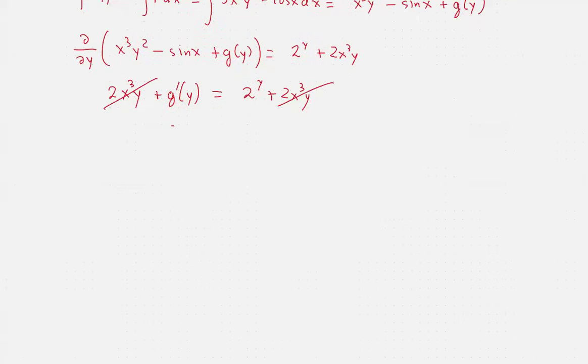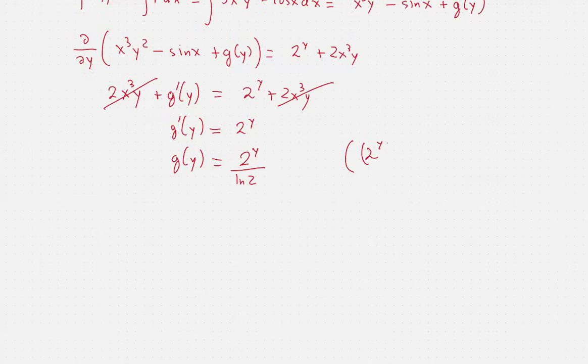And of course, we need an antiderivative for 2 to the y, which is 2 to the y over ln 2. I mean, to know that this is the correct antiderivative, you just need to remember that the derivative of 2 to the y is 2 to the y ln 2, which means that if instead of 2 to the y, you differentiate 2 to the y over ln 2, the ln 2's cancel each other and you simply get 2 to the y.